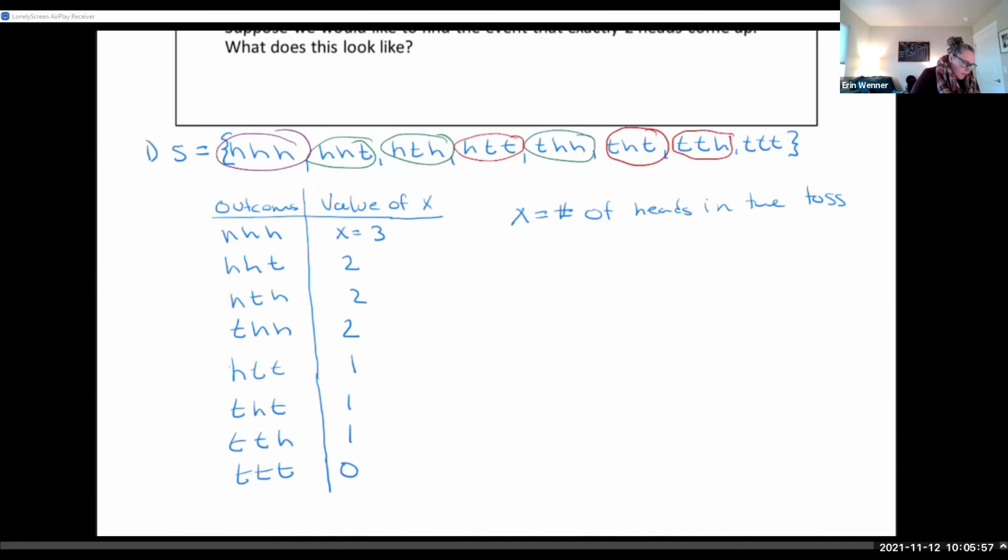So what this means is that there's either 0, 1, 2, or 3 heads. So the set {0, 1, 2, 3} is what we call the range of X.